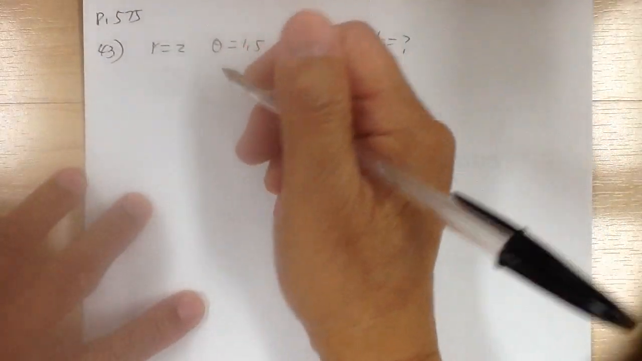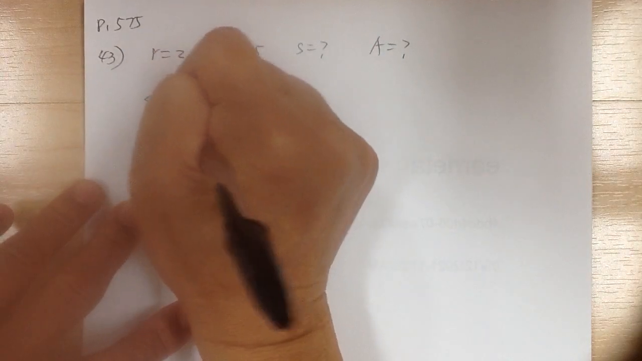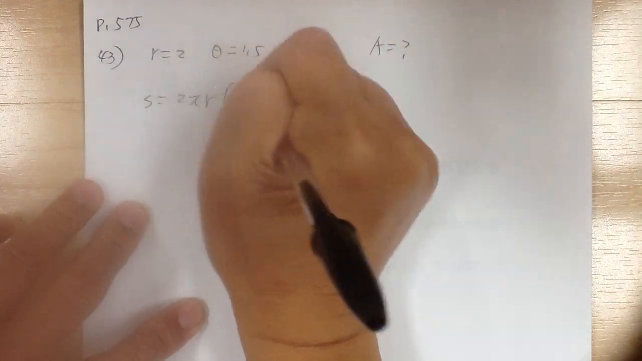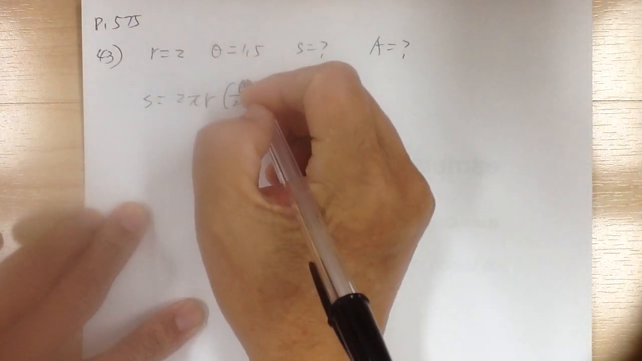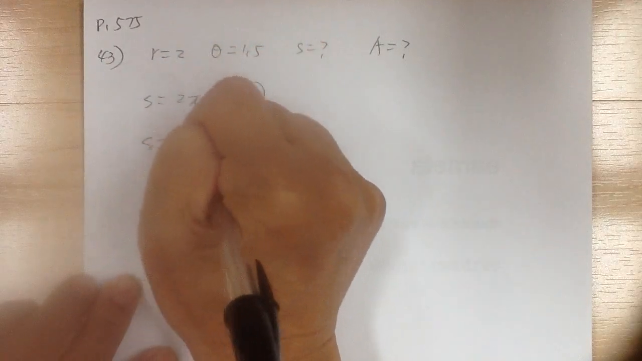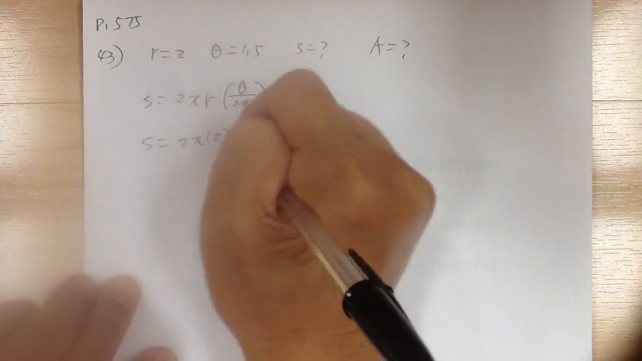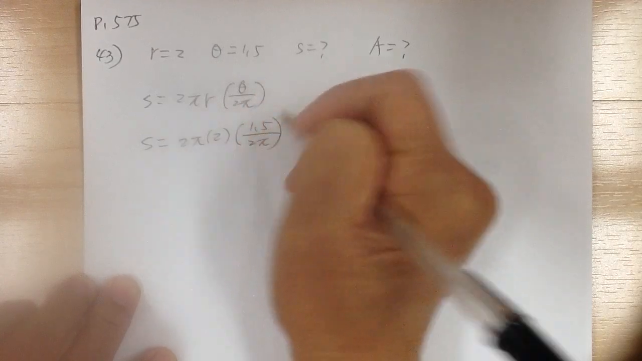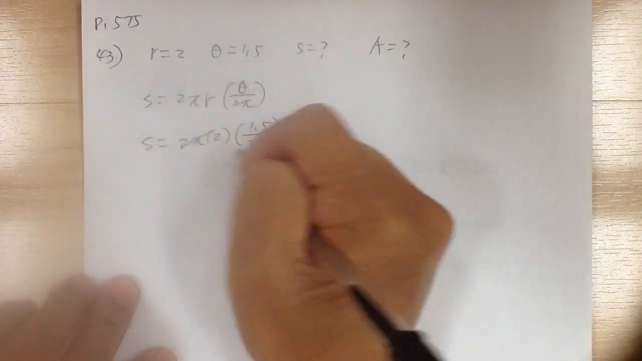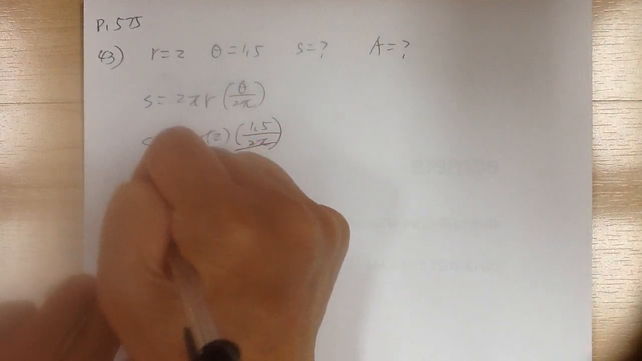Okay, so again, write down the formula. S equal to 2 pi r times theta over 2 pi. Again, 2 pi r is a whole circle times the fraction that you want, right? Then you substitute whatever you have, so you got 2 times theta is 1.5 over 2 pi. So again, 2 pi and 2 pi cancel out, so s equal to 3.